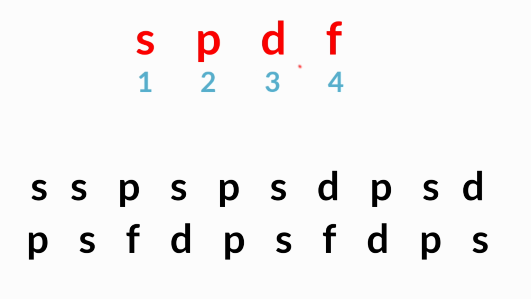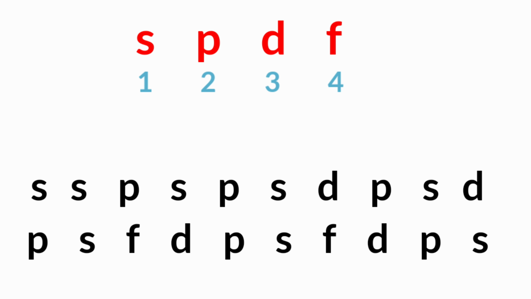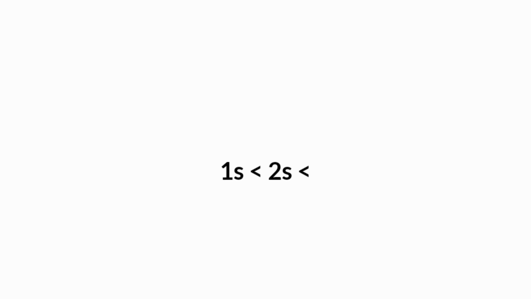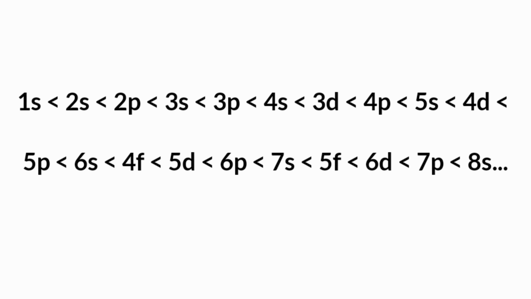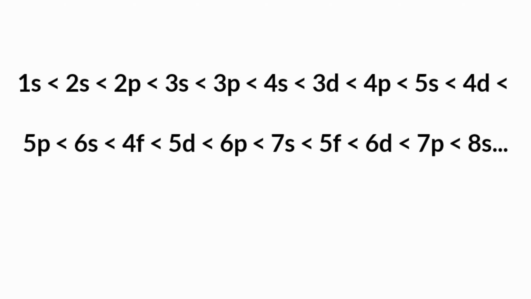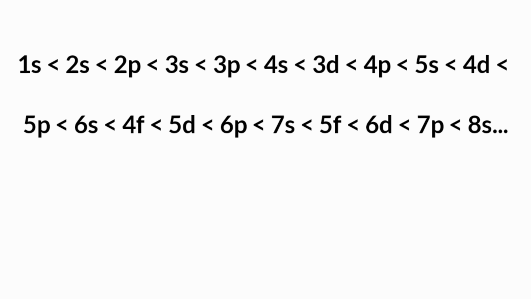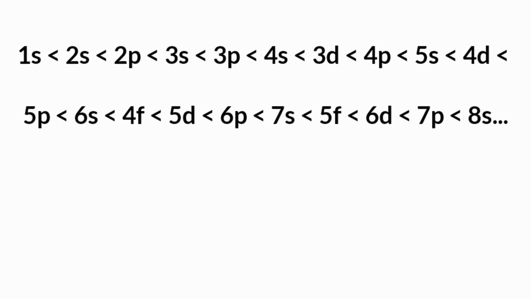And D was marked with 3. So mark all the D's with 3, 4, 5 and so on. And F was marked with 4. So mark all the F's with 4, 5 and so on. Now the order of electronic configuration is on your screens without any help of Euler chart. Using this way, you can write the electronic configuration of any element easily.